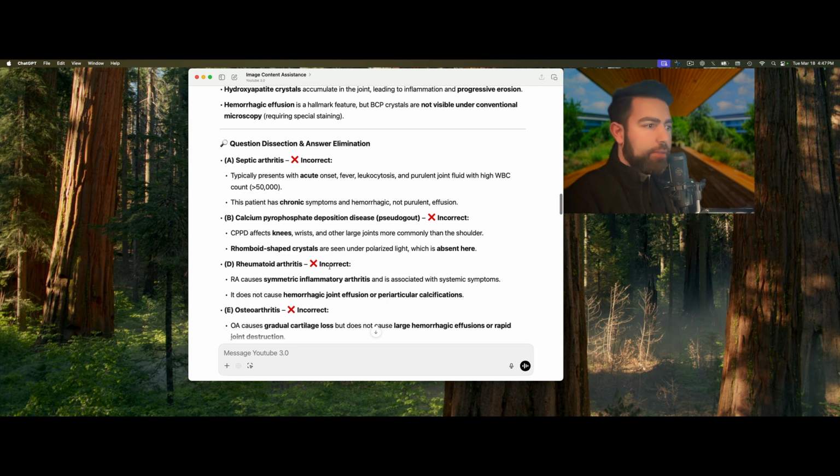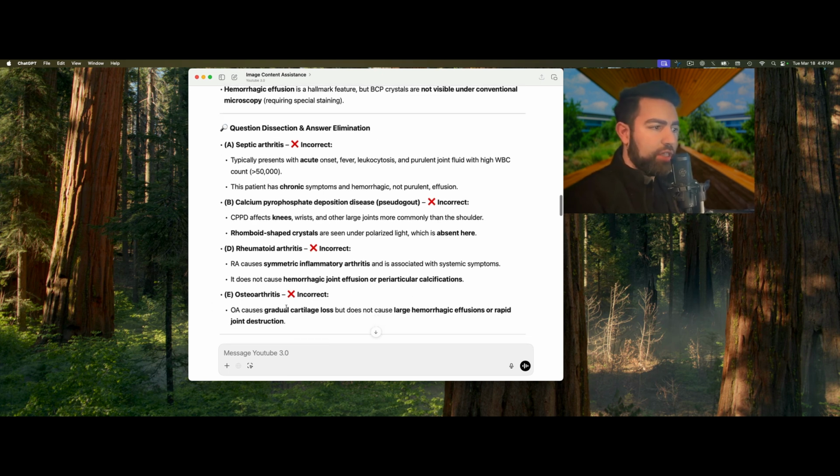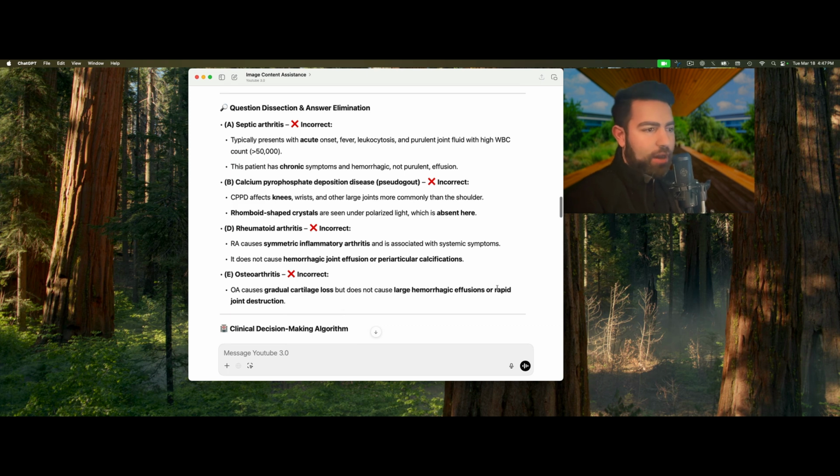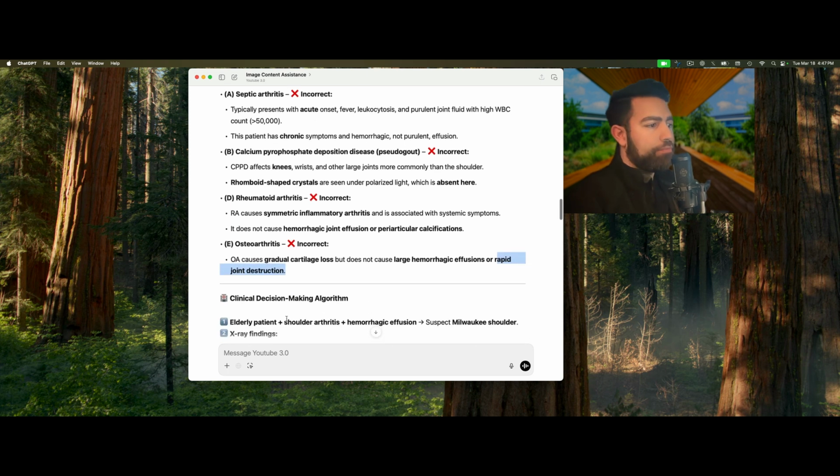Rheumatoid arthritis would be incorrect. RA can cause symmetric inflammatory arthritis and is associated with systemic symptoms. It does not cause hemorrhagic joint effusion or periarticular calcification. And of course, osteoarthritis would be, again, a gradual loss. It doesn't cause really a large hemorrhagic effusion or rapid joint destruction.